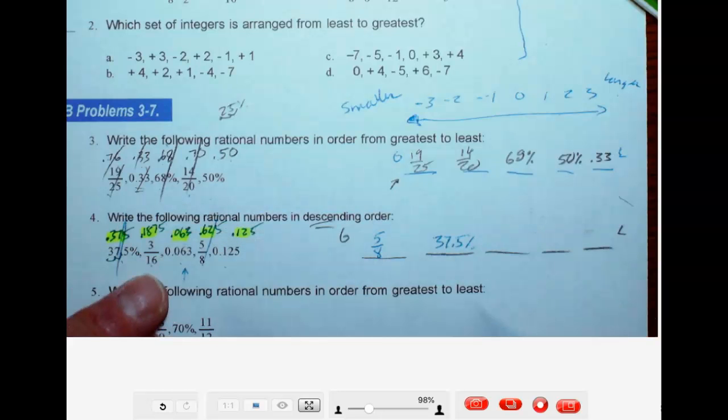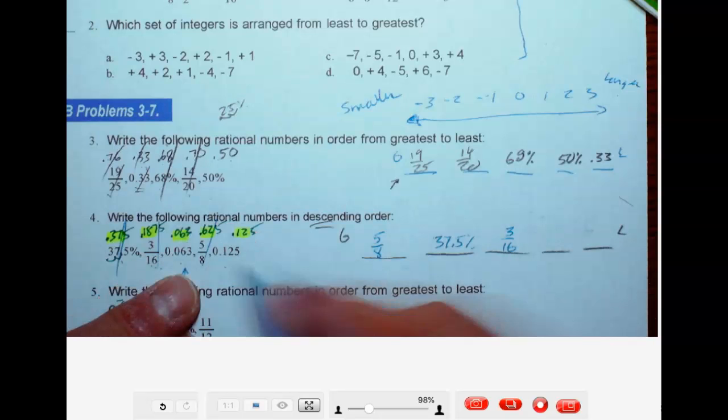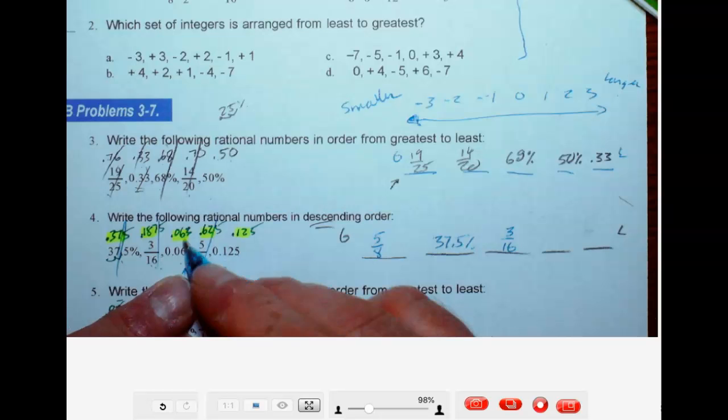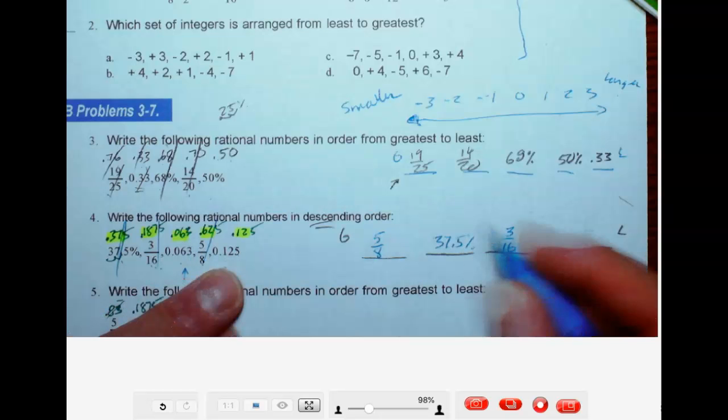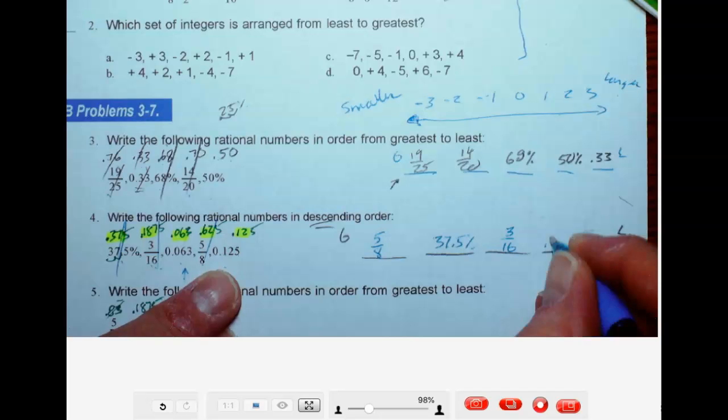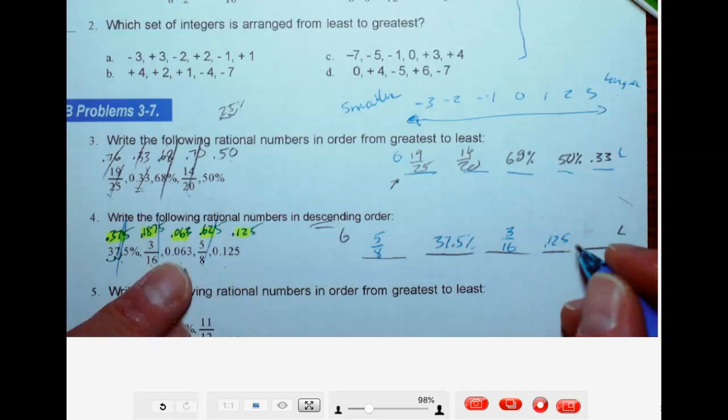Now we've got 18 cents, 6 cents, and 12 cents. 18 cents, which was 3/16. Get rid of that. And then we've got 12 cents and 6 cents. Well, 12 cents is next biggest. That was 0.125. And the last one is 0.063. 0.063 in descending order. There we go.